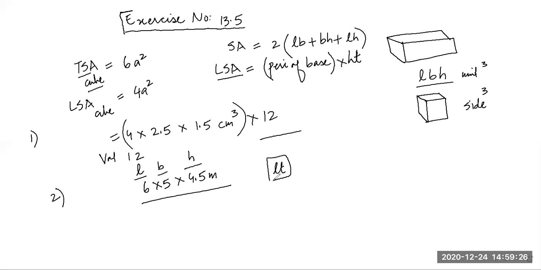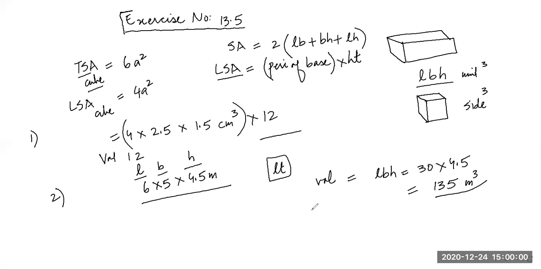All right, students. Obviously we will find the volume of this tank. Volume of this tank is equal to LBH. So that is equal to 6 5s are 30. 30 into 4.5 is equal to? I think it is 135, right? 135 what? 135 meter cube. Correct. 135 meter cube is the volume of this cuboidal tank.